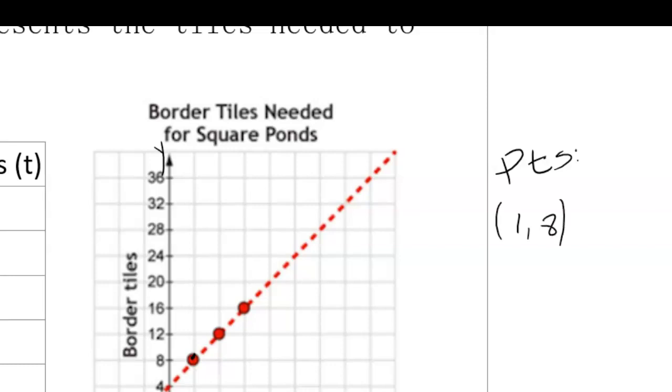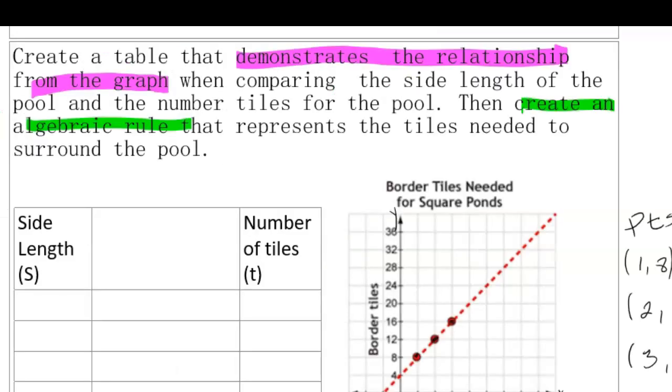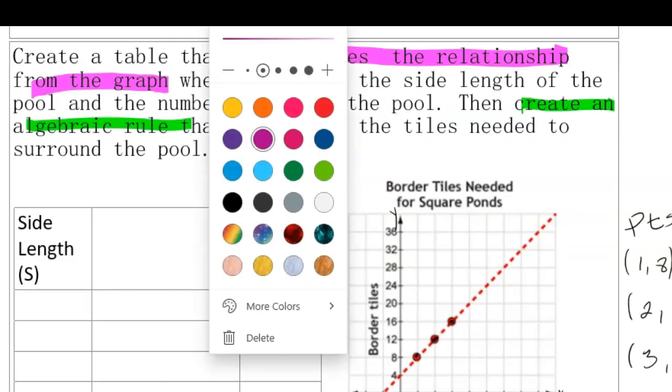Now take the time and pause this video, identify the next following points, and then come back and check and see what you guys get. So the next points that you guys will see are your 2 and 12, and 3 and 16.